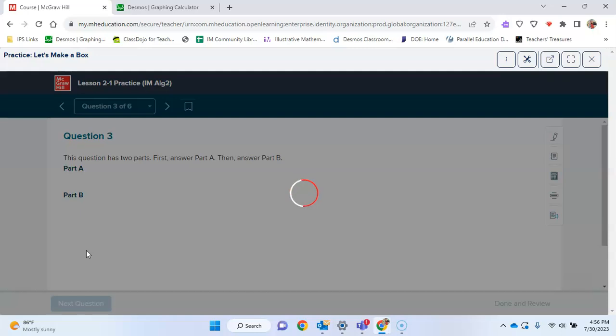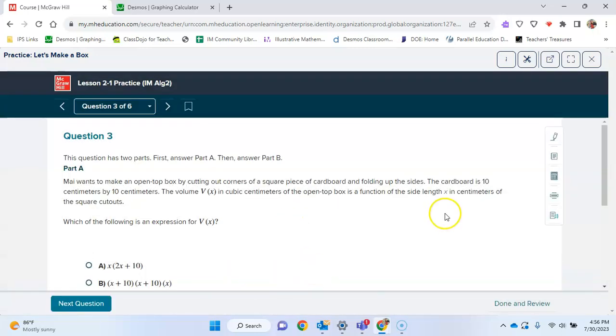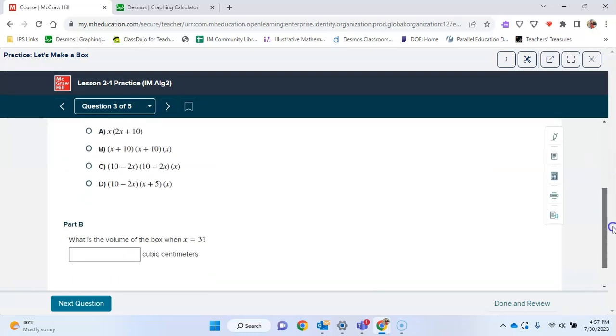Question 3. This question has two parts. First answer part A, then answer part B. May wants to make an open-top box by cutting out corners of a square piece of cardboard and folding up the sides. The cardboard is 10 centimeters by 10 centimeters. The volume, V of X, in cubic centimeters of the open-top box is a function of the side length X in centimeters of the square cutouts. Which of the following is an expression for V of X?